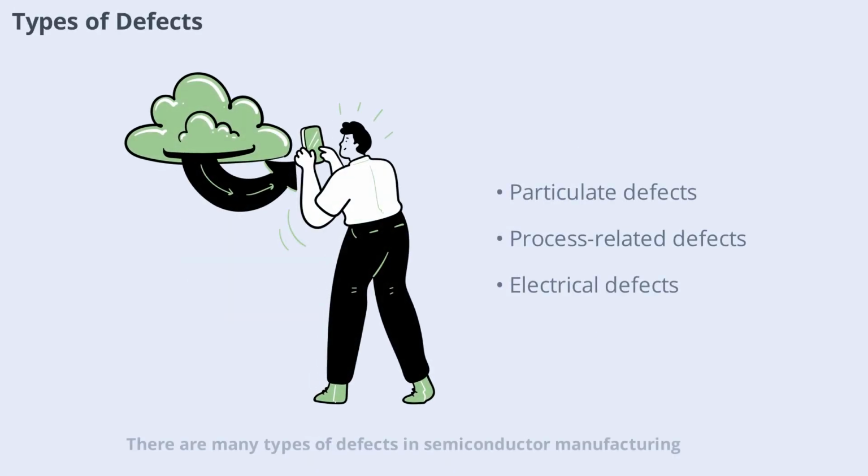There are many types of defects in semiconductor manufacturing. Some are particulate, like dust or debris. Others are process-related, such as pattern misalignments or etching errors. Still others are electrical, only showing up during testing. Each type requires a different detection and mitigation strategy. Understanding the nature of defects helps engineers target their efforts and improve overall yield.